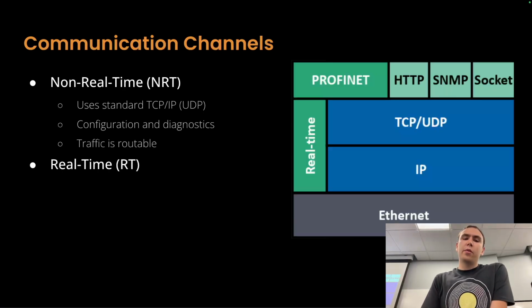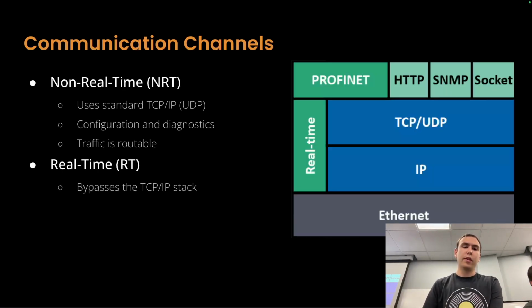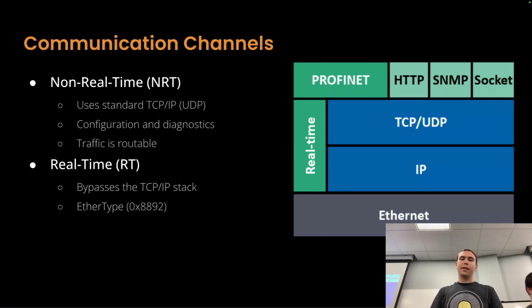And then we have this other one called real-time, and this bypasses the TCP/IP stack completely. It does this by setting, inside of an Ethernet frame, a field called EtherType. This basically tells the Ethernet protocol where to send the data. Normally it's set to 0x0800 for IP, but for PROFINET they just set it to this 0x8892 value. Why? I don't know. I don't know if they just picked a random number, if it has meaning, but they just picked it.